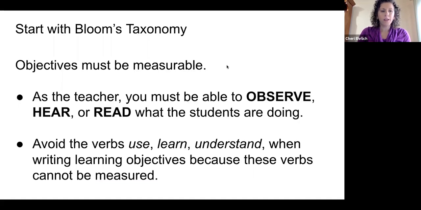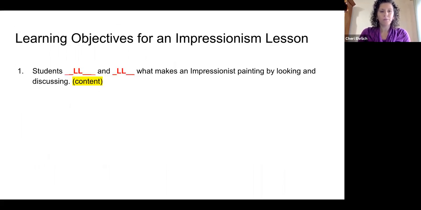So let's go back to the idea that objectives must be measurable. So as a teacher, you must be able to observe, hear, or read what the students are doing. And you want to be specific. So you want to avoid verbs like use, learn, and understand because those are too vague. So that's why the Bloom's is an excellent way to get those specific skills and abilities that you want the students to be learning and doing in the class.